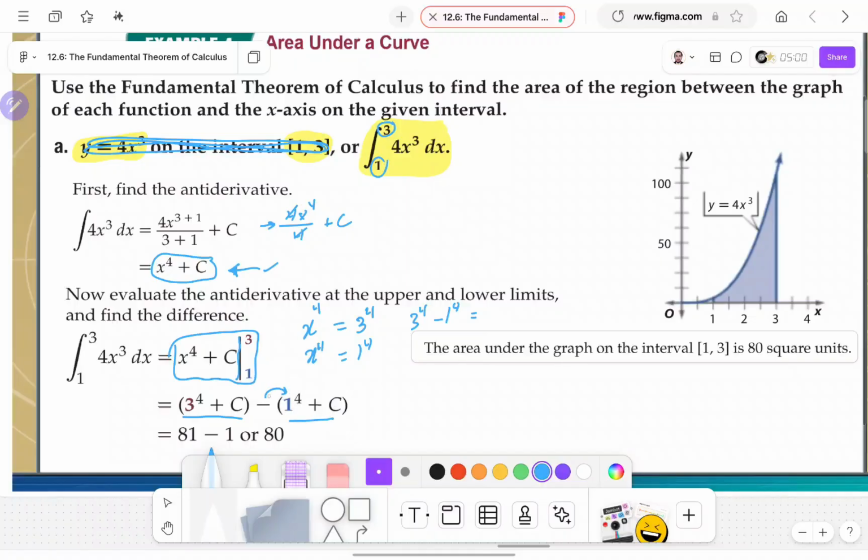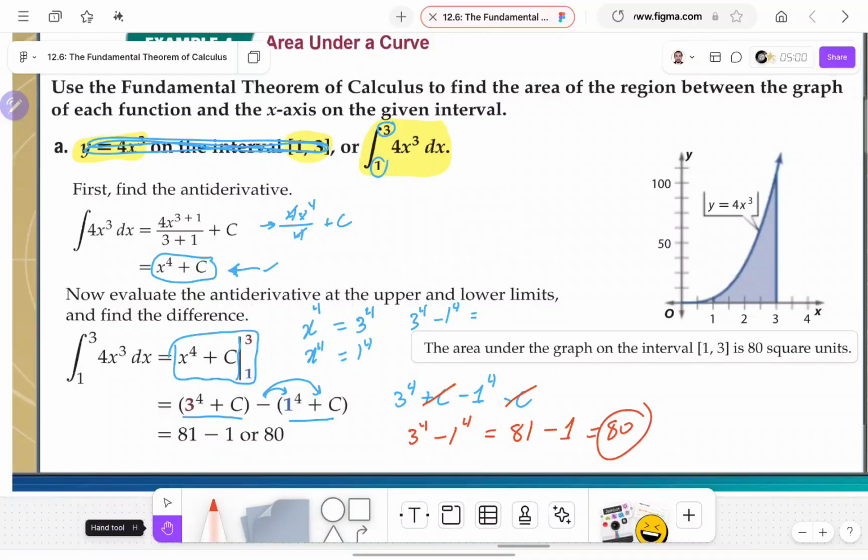The negative will be distributed for every term. So the question will be 3 to the power of 4 plus c minus 1 to the power of 4 minus c. Now look, check this out. Plus c, negative c cancel each other. So we go back to 3 to the power of 4 minus 1 to the power of 4, which is equal to 81 minus 1, equal to 80.